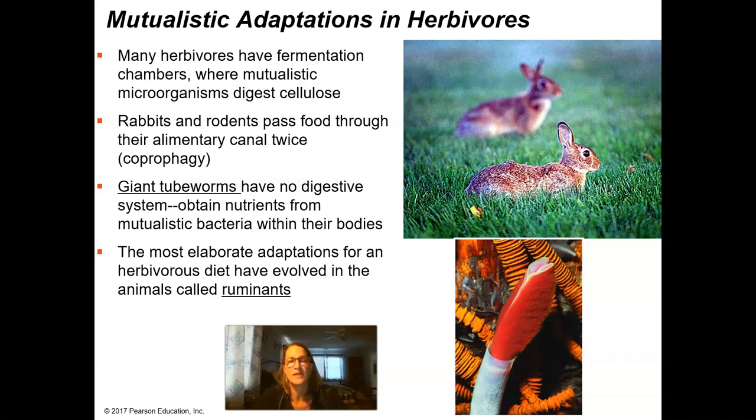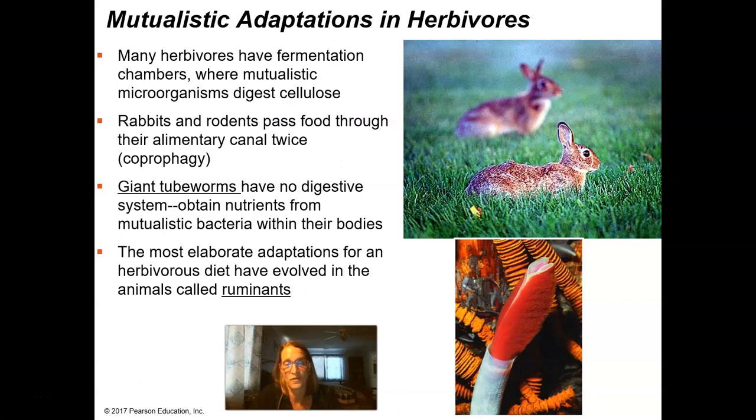One thing that rabbits and rodents do, you may have thought that rabbits are rodents, but they're actually in a group called lagomorphs. They're closely related to rodents, but they're not rodents. So rabbits and rodents pass food through their alimentary canal twice. So think about how that can work. If you're passing food through your alimentary canal twice, it goes through once and it comes out as what? Yeah, it comes out as poop.